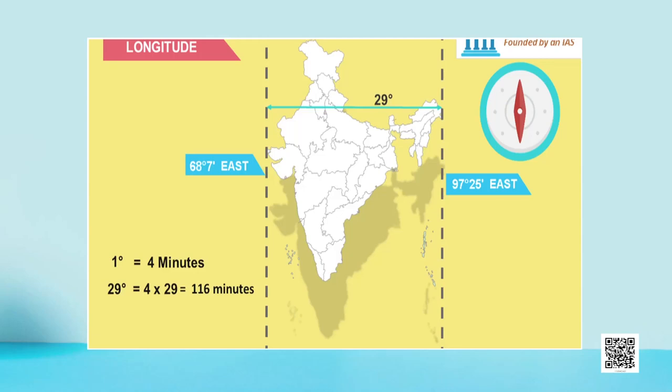India extends from 68 degrees 7 minutes east to 97 degrees 25 minutes east. Again, we are writing east for both the locations. Why? Yes, because we are in the eastern hemisphere. So now children, is it clear that India is located in the northern hemisphere and the eastern hemisphere? The grids formed by these latitudes and longitudes give us the exact location of India.